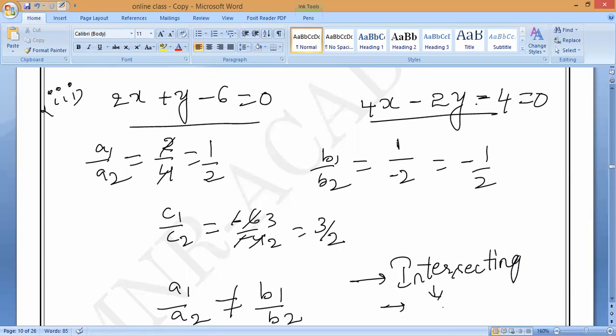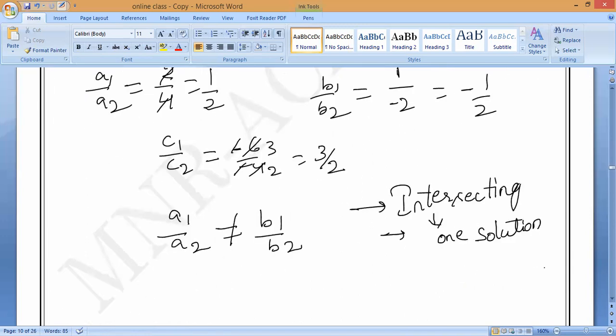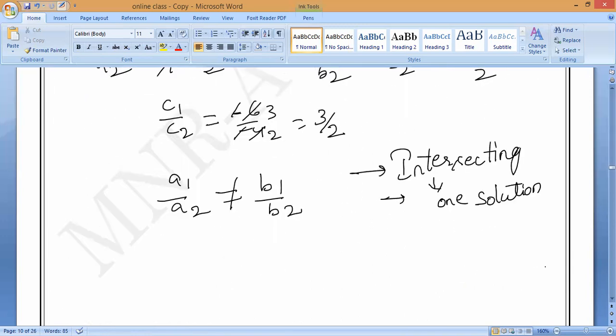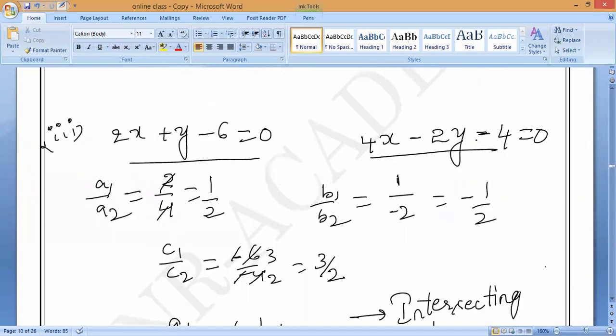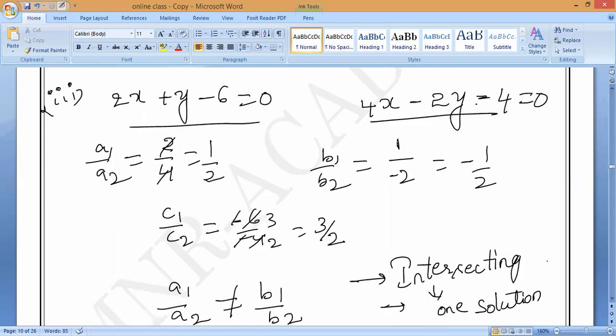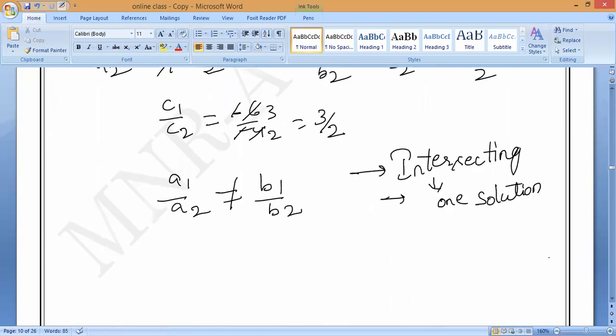Consistent solution. So here you get a unique solution, exactly one solution. So these two lines are consistent lines. The given equations are a consistent pair of equations. So here we have to draw the graph. Draw the graph and find the solution. Homework question.